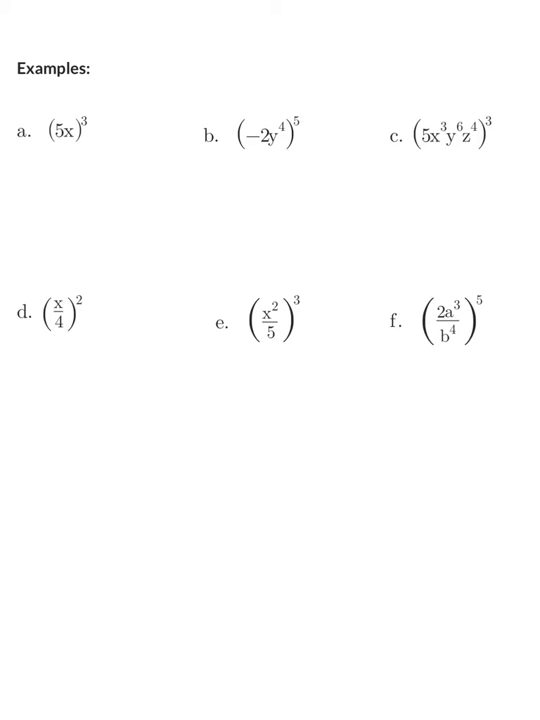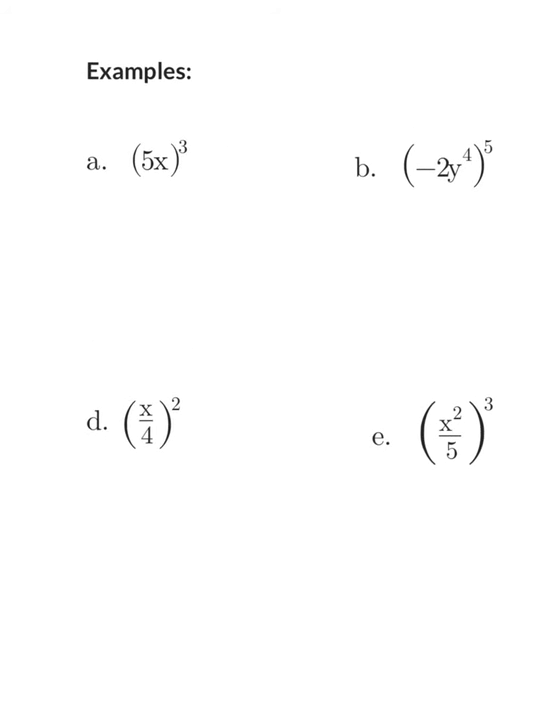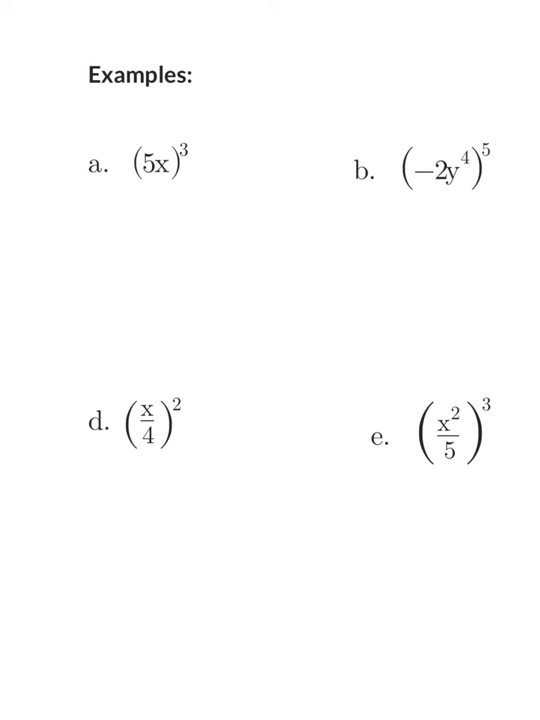Okay, so let's look at a couple of examples of the products to powers and quotients to powers rules. We'll work with the products to powers rule first. Let's look at example A. We have 5x cubed. The first thing that we want to do is clear the parentheses. So I want to distribute the cube to each one of these things. What we're going to end up with is 5 cubed, and then x cubed is just x cubed.